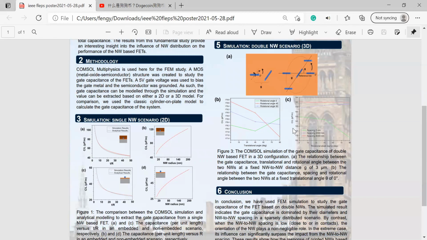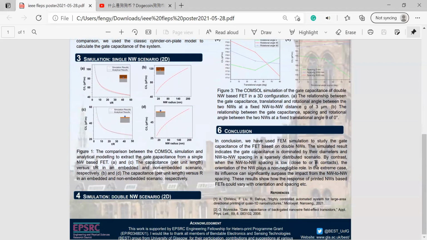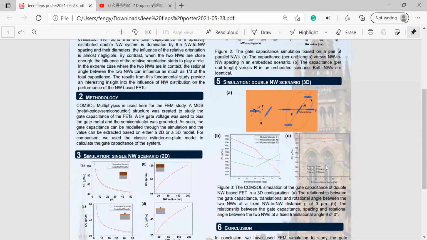And by contrast, if G is very large, let's say G equals 2 micron, in this case, the change of the relative orientation of the nanowires will not lead to a significant change in terms of the total capacitance. So that is the conclusion of the entire study. If you have any questions, feel free to let me know.